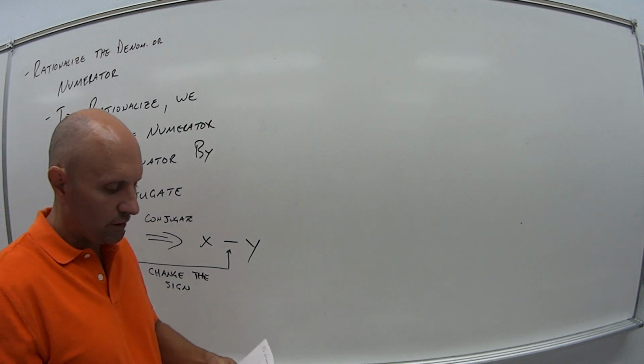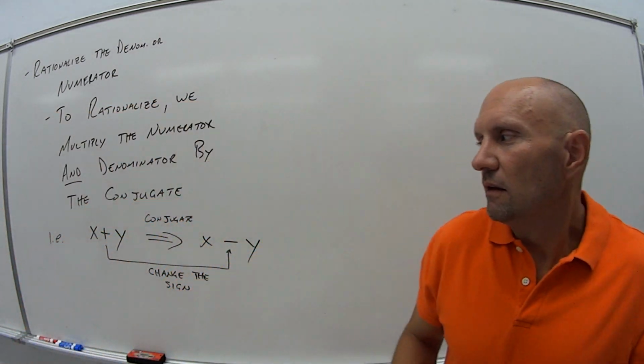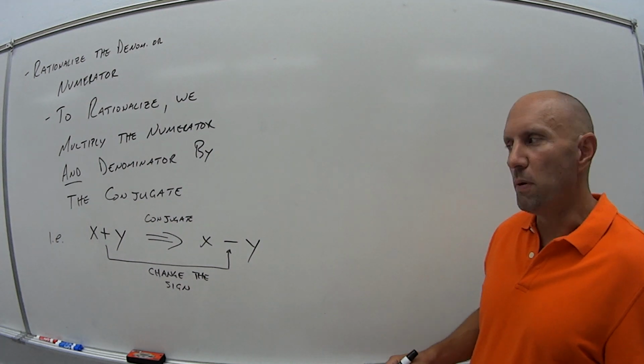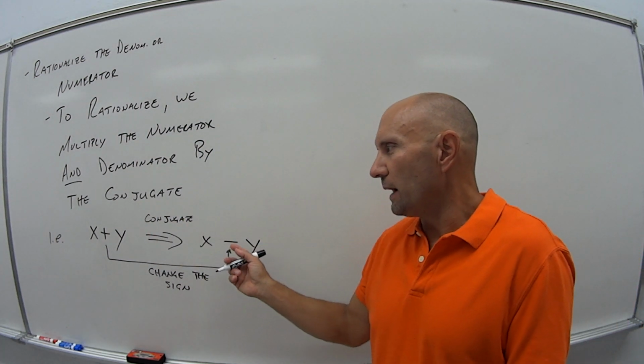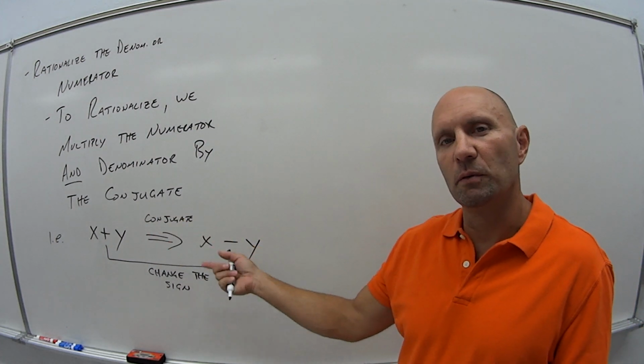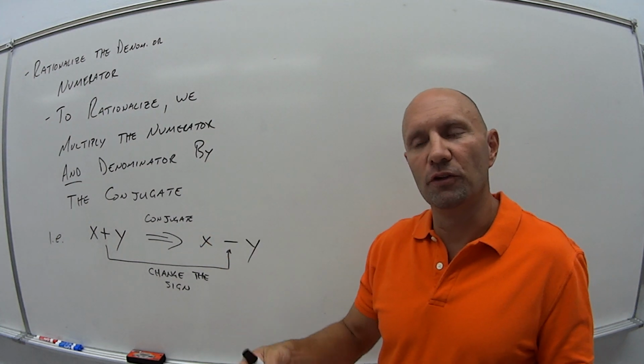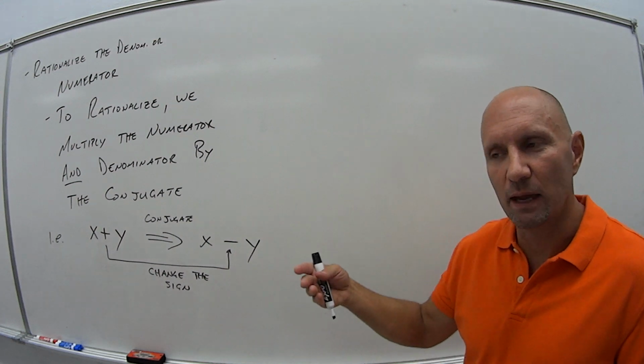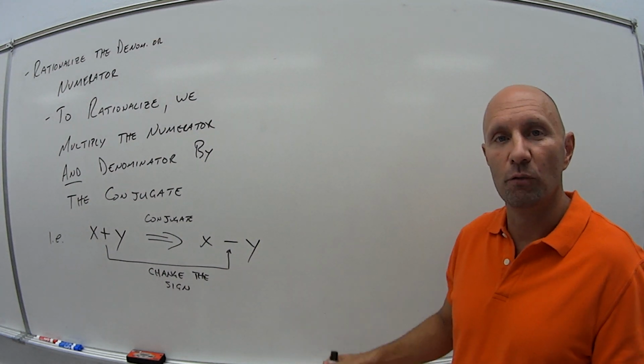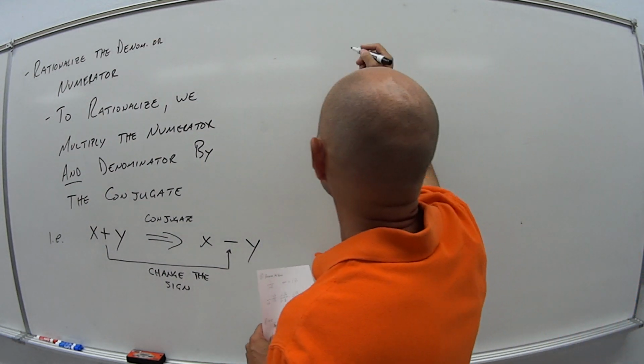When we do this, as you'll see, we'll end up multiplying two binomials. And when we multiply two binomials that are the same terms but different signs, what happens? When we FOIL them, the middle terms disappear. So we'll end up being able to get rid of the radical symbol. Let's look at an example.